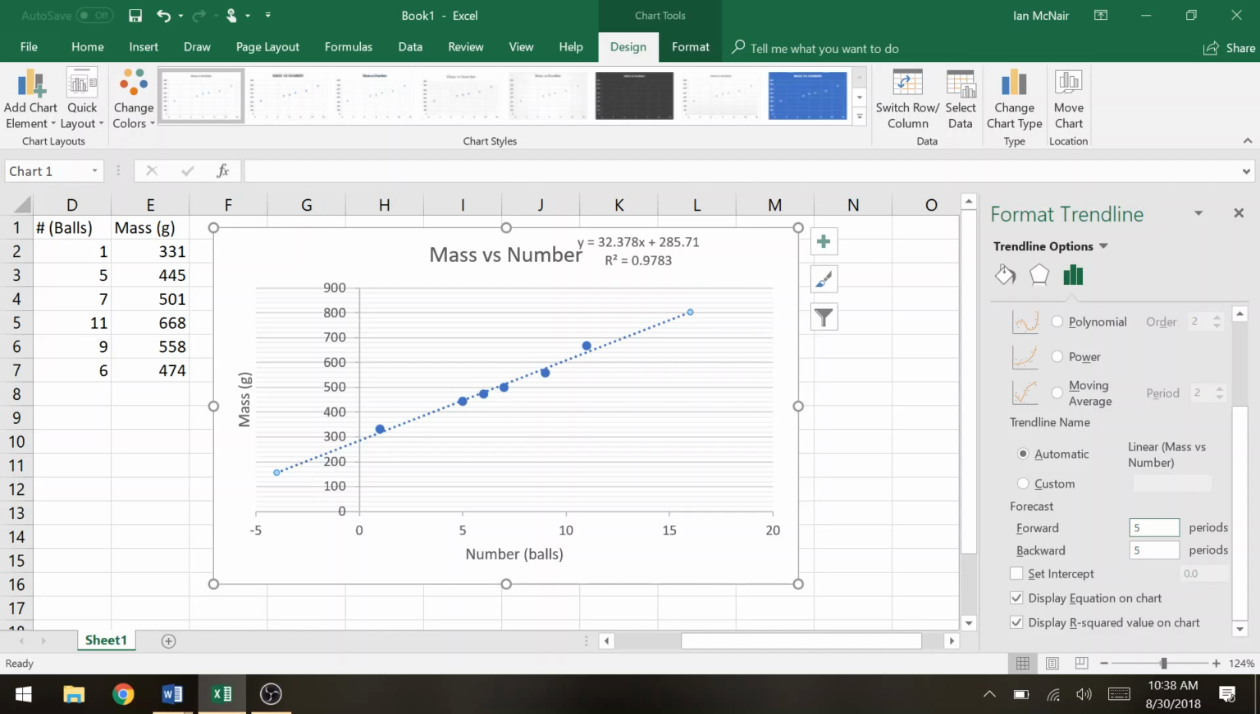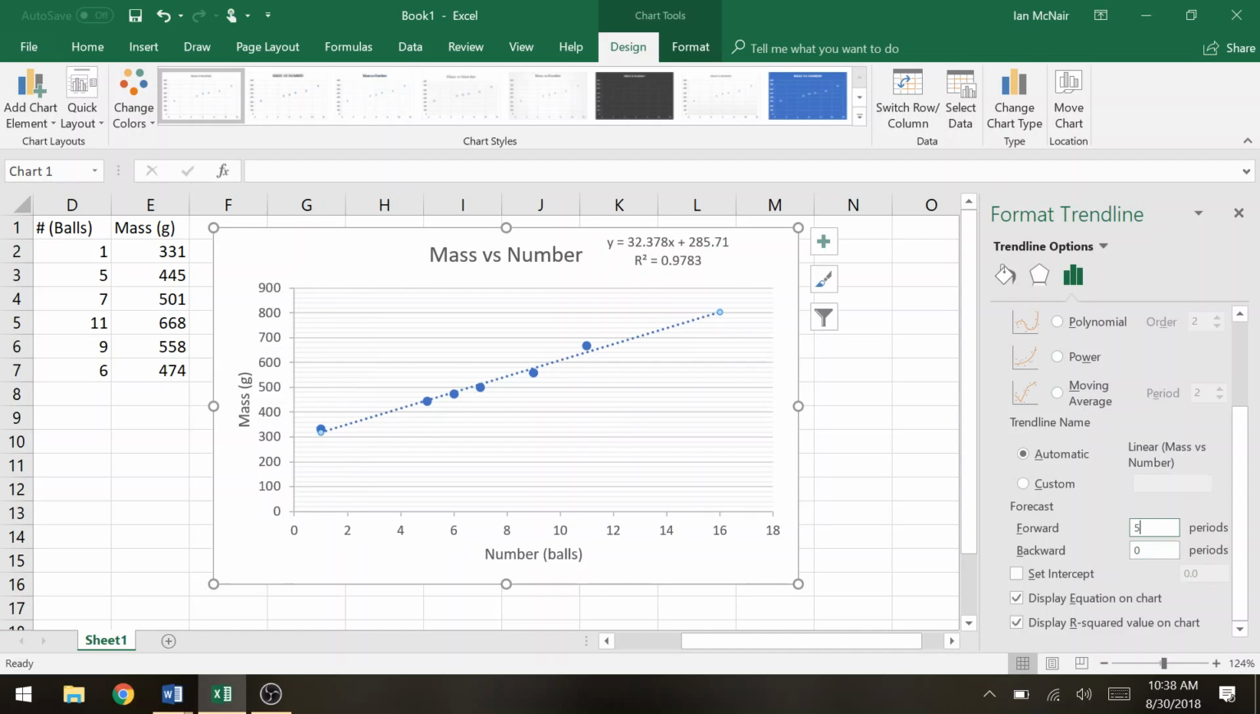If you don't see yours change, it's because you're still in the text box, right? So for example, I changed my forecast to 0. It hasn't changed because I'm still in the text box. When I click out of it, bam. Okay.